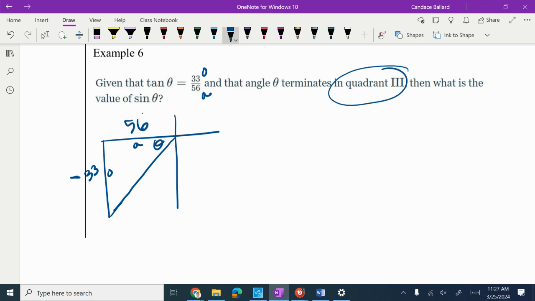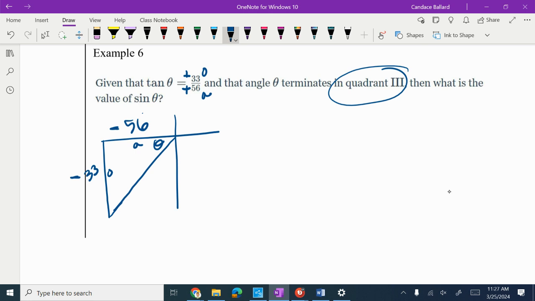Yeah, both of them should be negative, right? Because we did the 56 to the left and the 33 down. But think about what happens with this. A negative and a negative always turn positive. That's why it's looking like it's positive when it's really negative. Okay, and we see that a lot with tangent because we got a negative thing going on there.